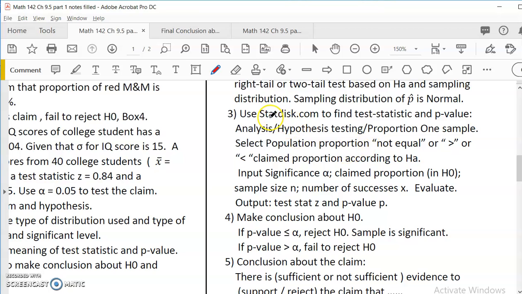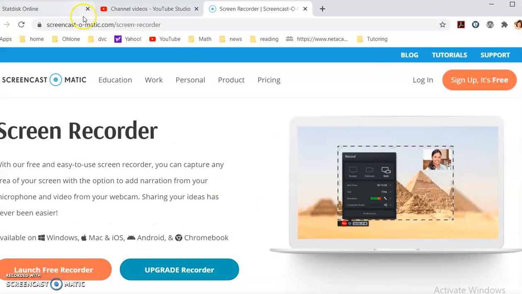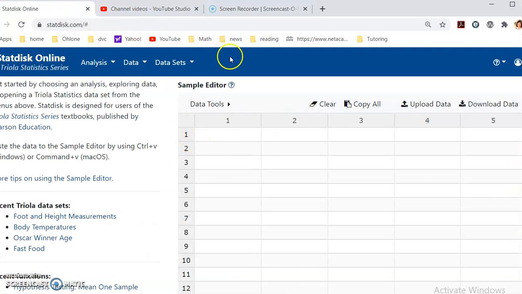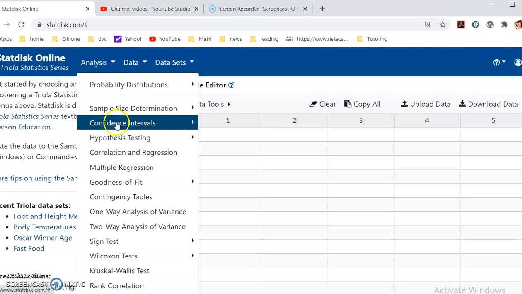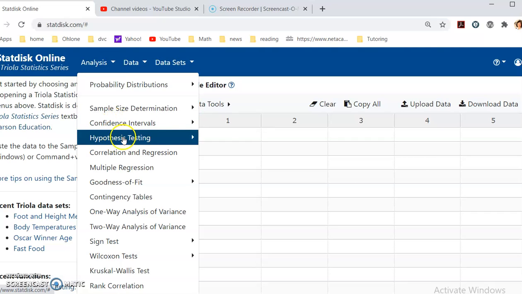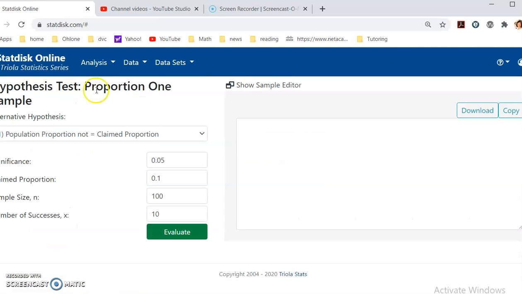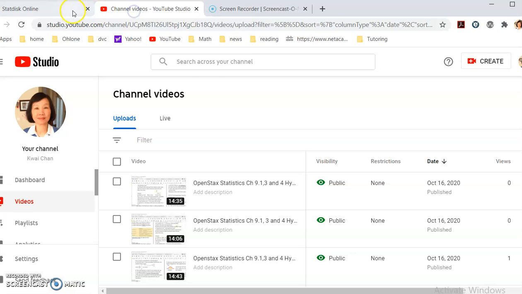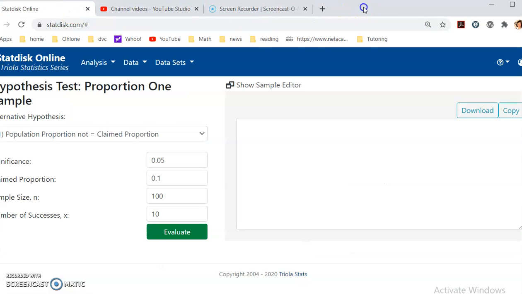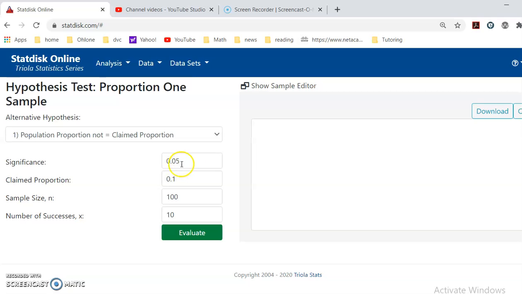So the way to do it is statdis.com. So I'm going to show you here. So here, this is statdis. You go to analysis, not confidence interval, hypothesis testing, and we're doing proportion. So proportion, one sample. So basically you click on that and you will input this.